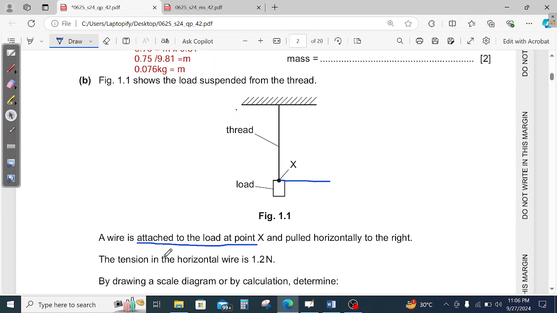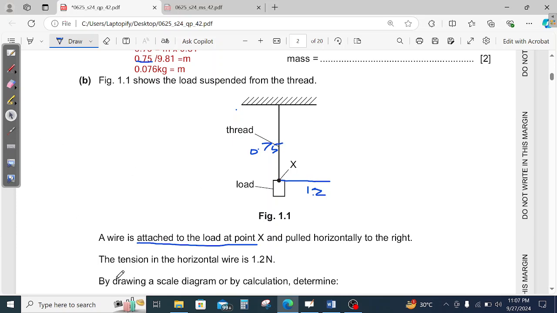Okay, the tension in the horizontal wire is 1.2 Newton. This is your tension, 1.2 Newton. Okay, the tension in the thread is equal to the weight of the load. Weight of the load was 0.75, so you have to write here 0.75.